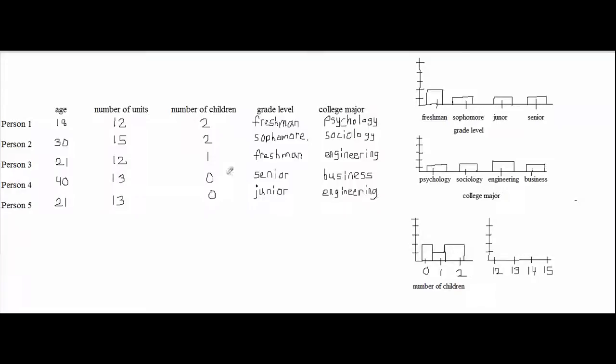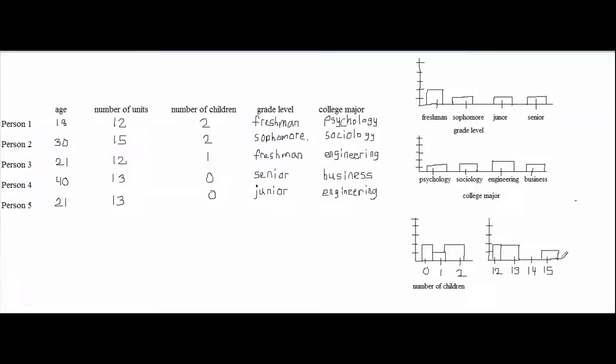What's the frequency of 12? 12 appears twice, so it has a frequency of 2. We'll go up to 2 right there. 13 shows up twice, so it has a frequency of 2. What about 14? 14 doesn't appear at all, so it has a frequency of 0, so we'll just leave this blank. What about 15? 15 appears once, so this will go up to the first tick mark.